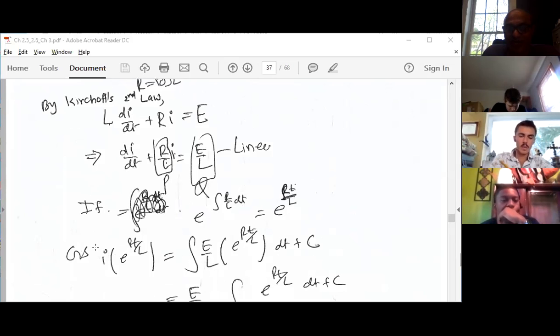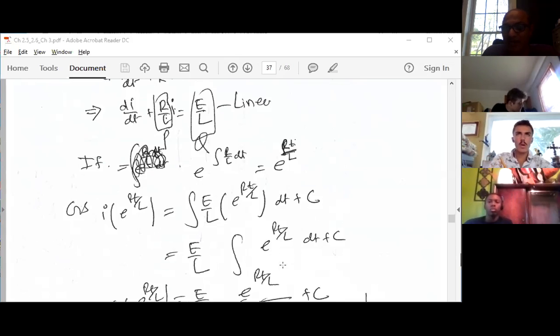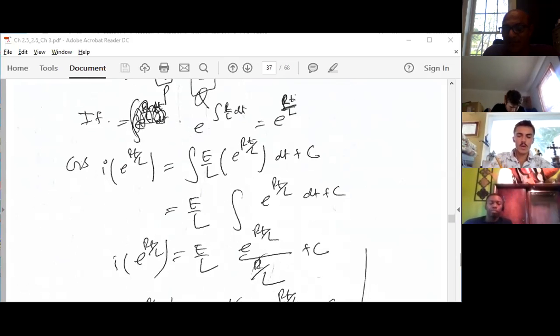So I times e to the power RT by L equal to the integration of Q, which is E by L, times the integrating factor e to the power RT by L dt, plus C. That is the general solution for a linear differential equation. E by L is constant, again pull it out, and e to the power RT by L, you can consider just like 2t, that integration is e to the power 2t divided by 2. So here it is e to the power RT by L divided by R by L, just like this.